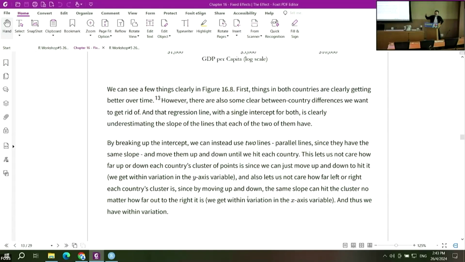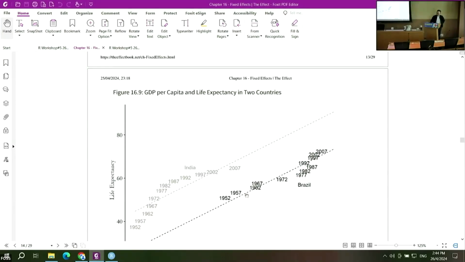And with that, we also don't care how far right each country clusters, since by moving up and down, the same slope can hit the clusters no matter how far out to the right they are. We get within variation on the x-axis variable. Even if it is moving left, that's also perfectly fine. And as a result, we have within variation.